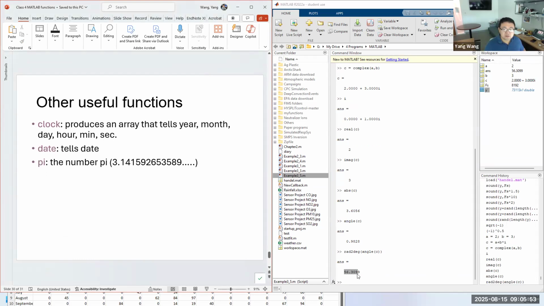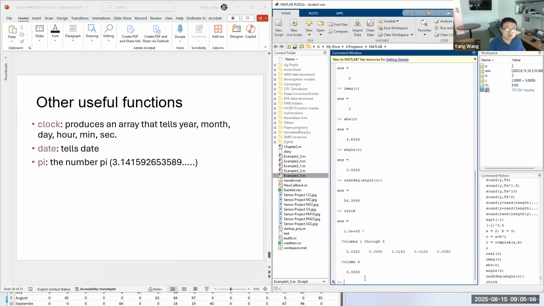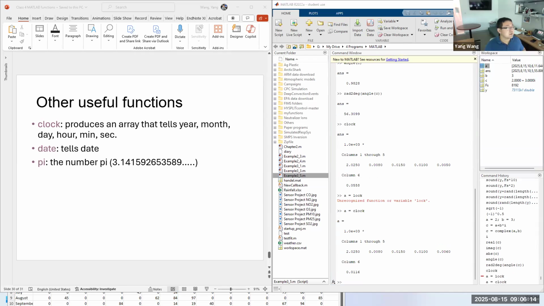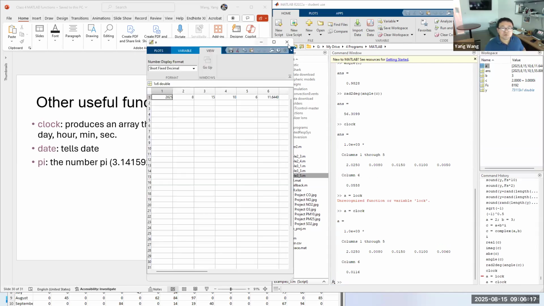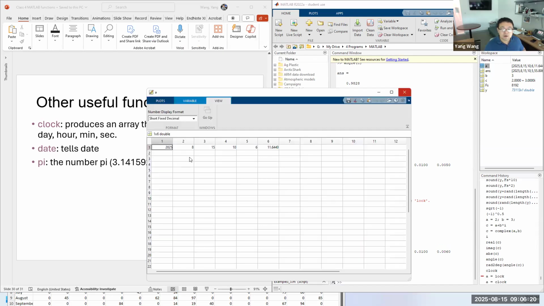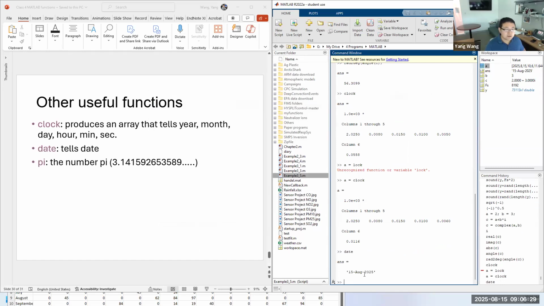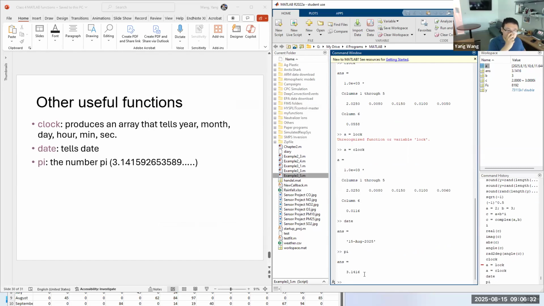There are some other useful functions. For example, you can type in clock. It will give you the array that tells you the year, month, day, hour, minute, second. This is a row, right? This is an array. So for example, if you name a equals clock. Okay. So today is 2025, August 15th, right? 10 a.m., 6 minutes, 11.644 seconds. Okay. So you can also do date. It tells you the date directly. With the pi, right? This is a defined parameter or defined constant in MATLAB.